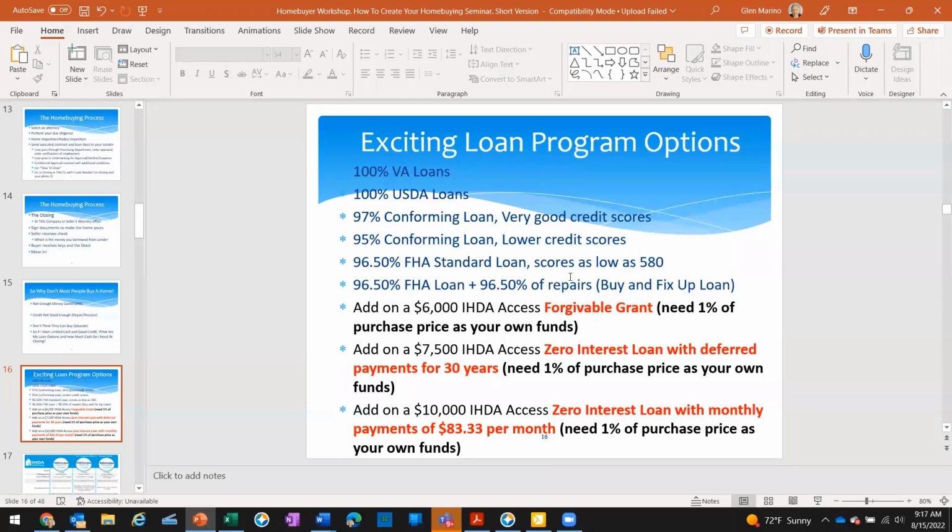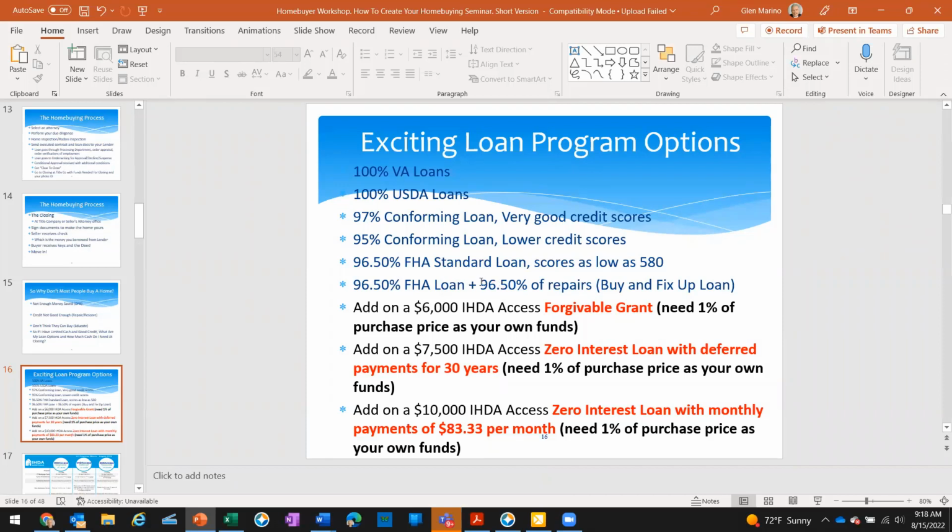If they're going FHA, and their scores are as low as 580, they can get an FHA and get 96.5%. If they're looking at a home that's in a great location, in the right school district, but it's a bruised home that needs some fix up, you can buy and fix up. You can get 96.5% of the purchase price and 96.5% of the repairs. And now you can make it that dream home that you're thinking about.